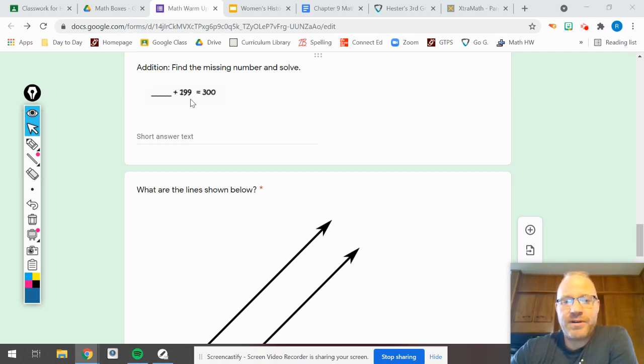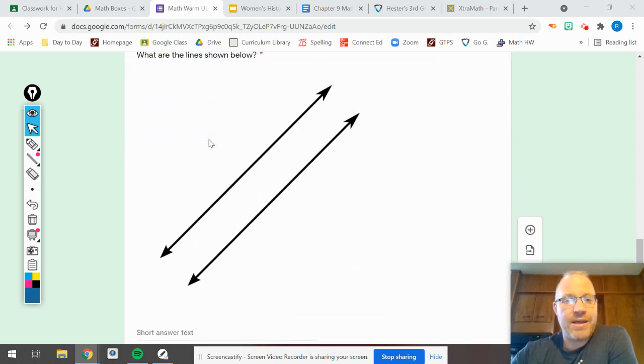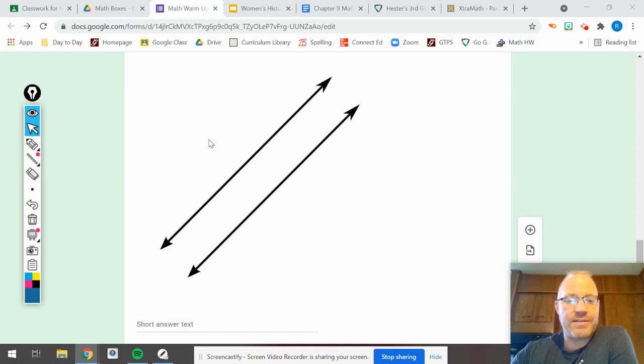How close is 199 to 200? It's only 1 away. So if you added 1 to this, then you would get 200. If you were at 200, how close are you to 300? You're 100. So you know you're 101 away from 300, which means your answer is 101.